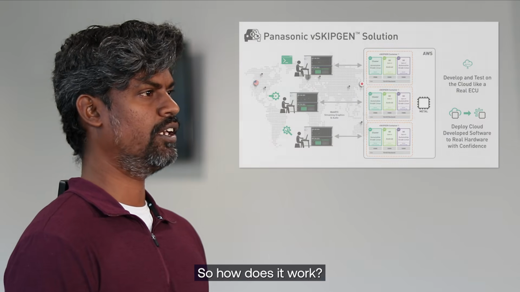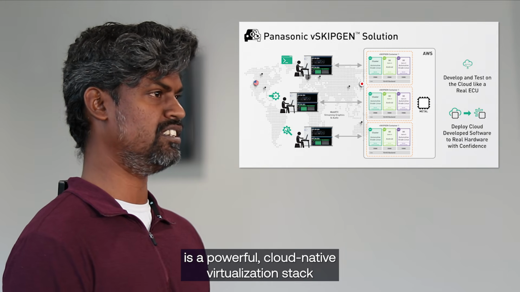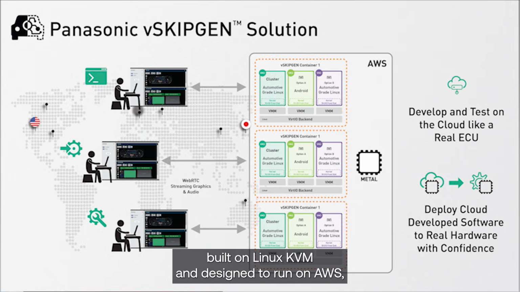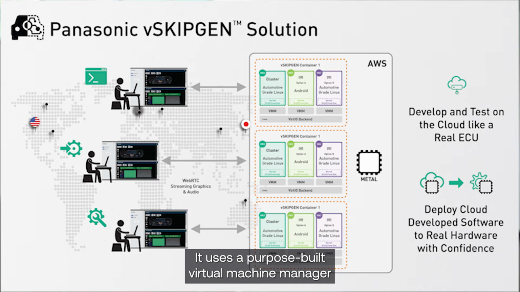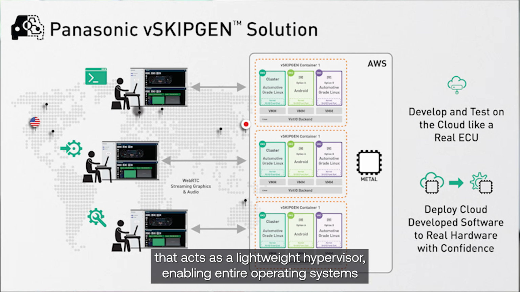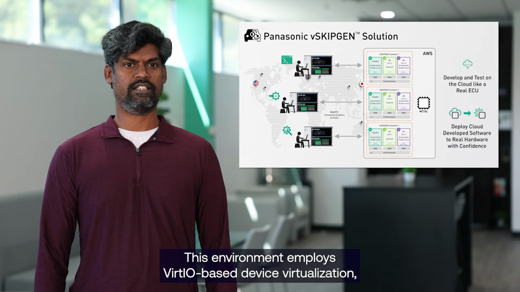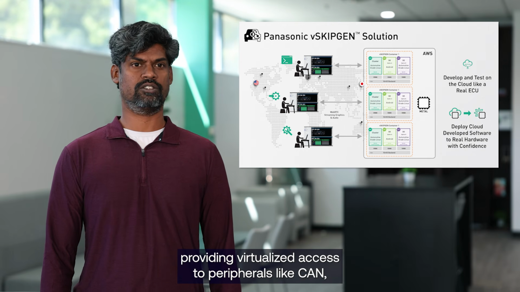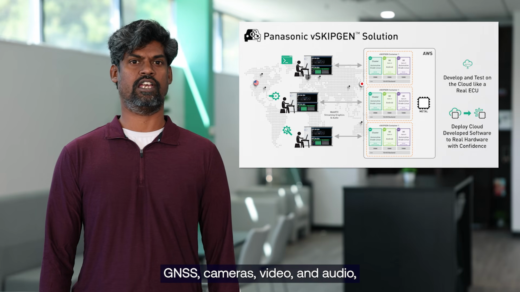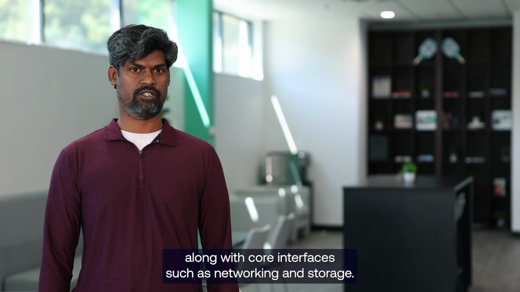So how does it work? At the heart of Panasonic Automotive's VirtualSkipGen is a powerful cloud-native virtualization stack built on Linux KVM and designed to run on AWS with support for Google Cloud coming soon. It uses a purpose-built virtual machine manager that acts like a lightweight hypervisor, enabling entire operating systems to run virtually with near-native performance. This environment employs VirtIO-based device virtualization, providing virtualized access to peripherals like CAN, GNSS, cameras, video, and audio, along with core interfaces such as networking and storage.